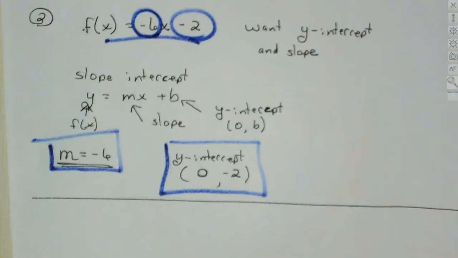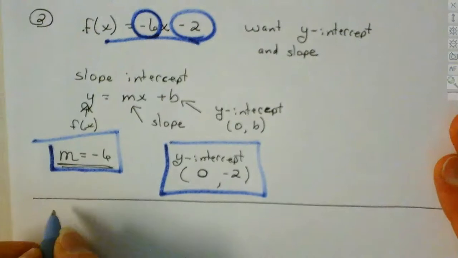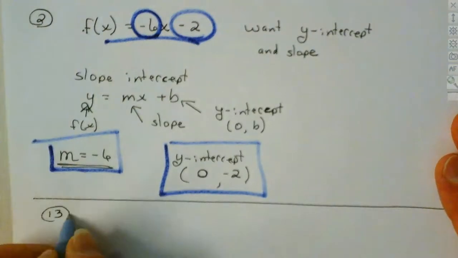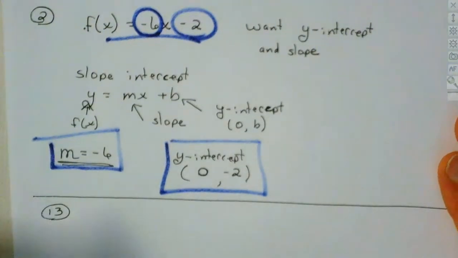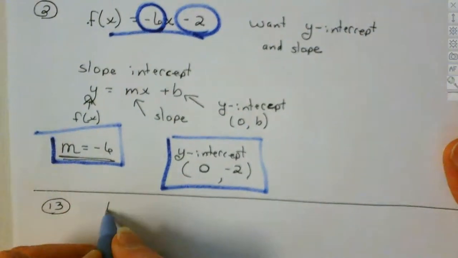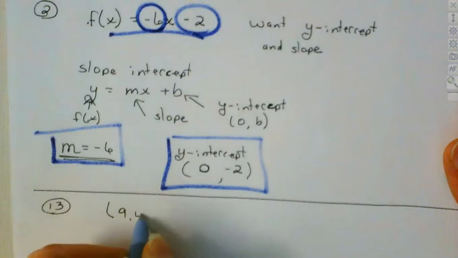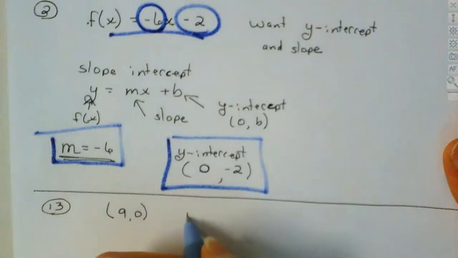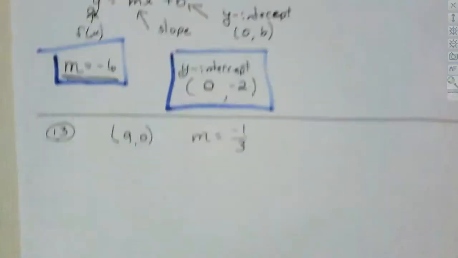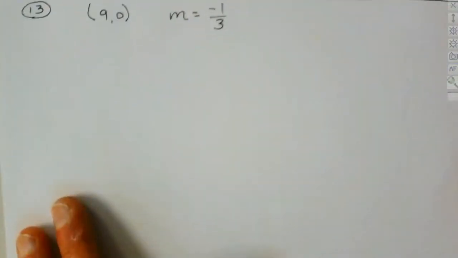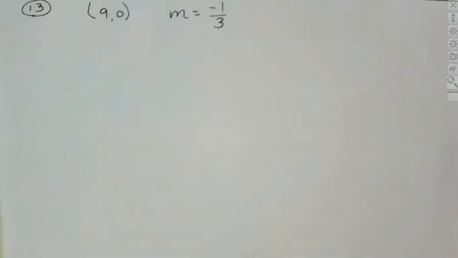Question 13. Now for question 13, we want to graph this line. And so they give you a point, and then they give you a slope. There's 3 ways that we can graph a line. We can graph a line when you're given 2 points. You can just plot those 2 points, connect them together.